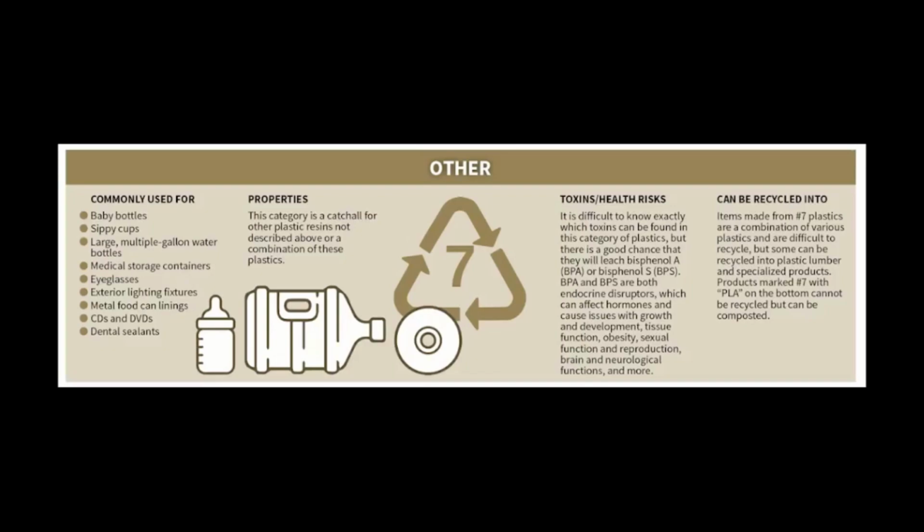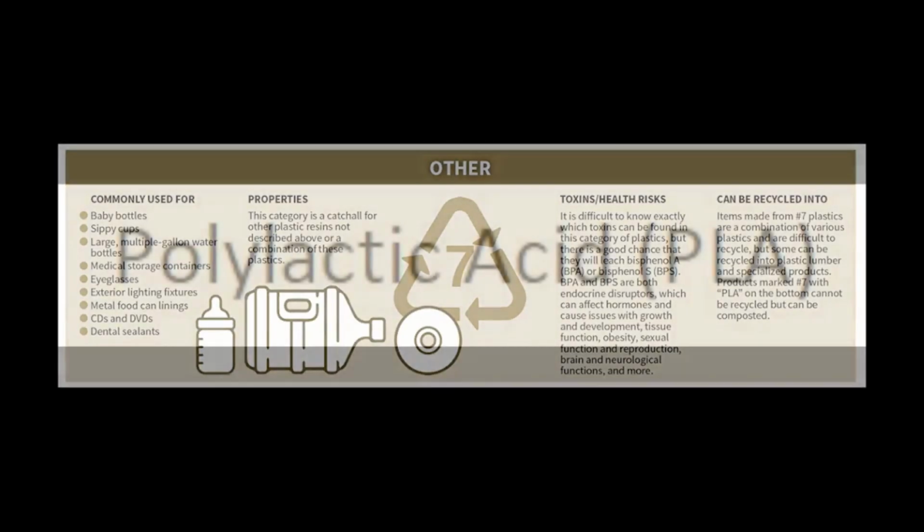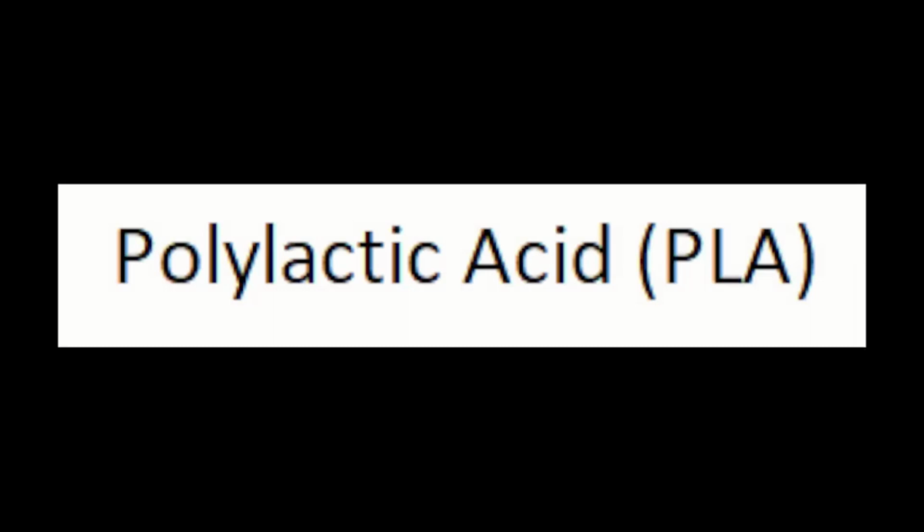Finally, we have plastic number 7. Plastic 7 is a catch-all for materials that are made of a mixture of the previously mentioned plastics or anything else that just doesn't categorize as 1 through 6. Plastic 7 also contains some products that are considered green plastics. Polylactic acid is a plastic that falls into this category.